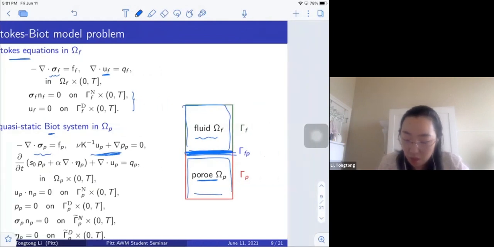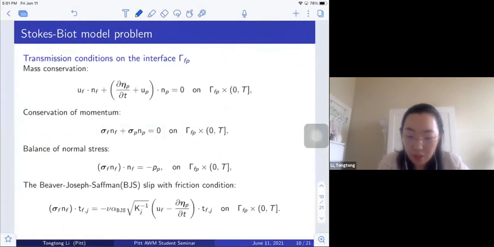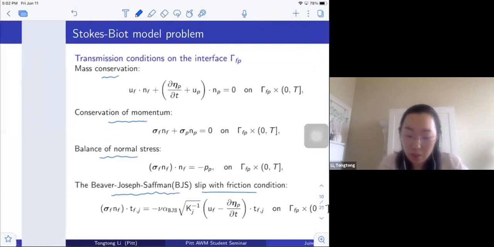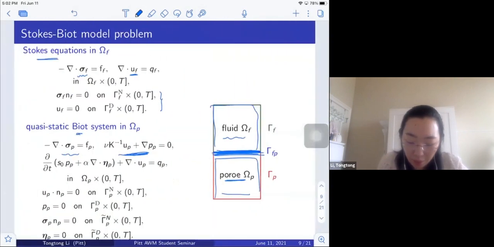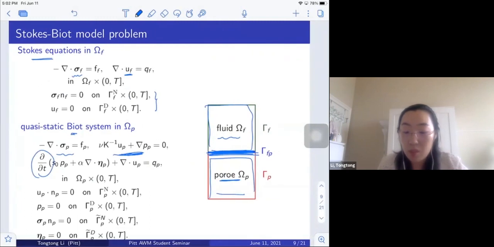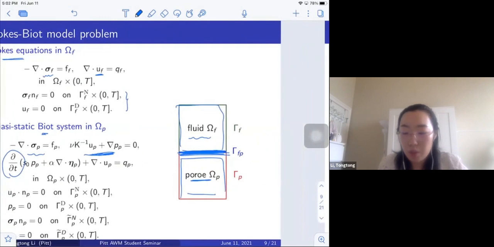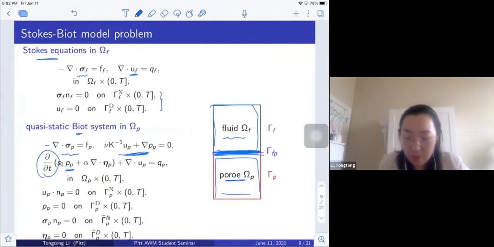In particular, the conditions that we are imposing are mass conservation, conservation of momentum, balance of normal stress, and the Beavers-Joseph-Saffman condition, which is actually a model of slip with friction conditions. And since we are doing a time-dependent problem here, our system of equations is also complemented by some initial conditions. In particular, we start with the initial condition for p only, but then we construct compatible initial conditions for theoretical analysis.